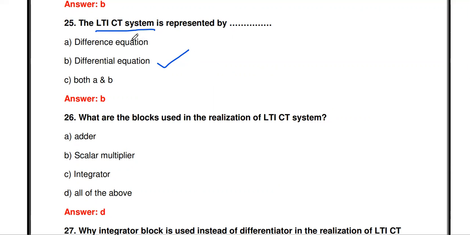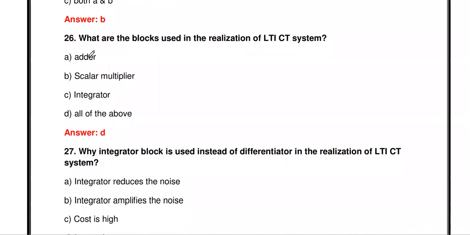So the LTI DT system is represented by a difference equation. That is, y of n minus 2 plus 2 into y of n minus 1 equal to x of n. That is the difference equation. So a continuous time system is described by a differential equation, and a discrete time system is represented by a difference equation. Then what are all the blocks used in the realization of an LTI CT system?